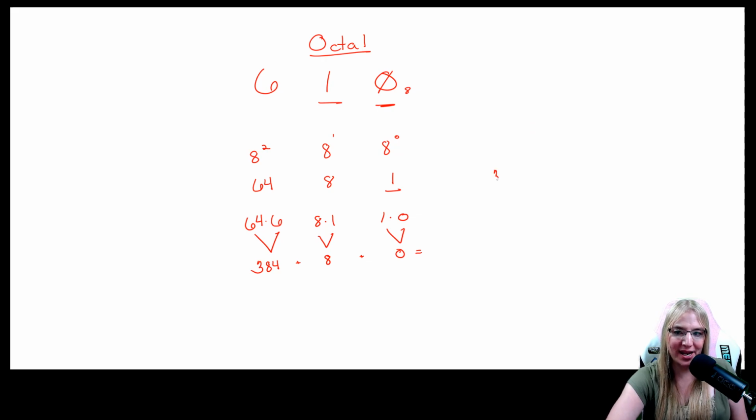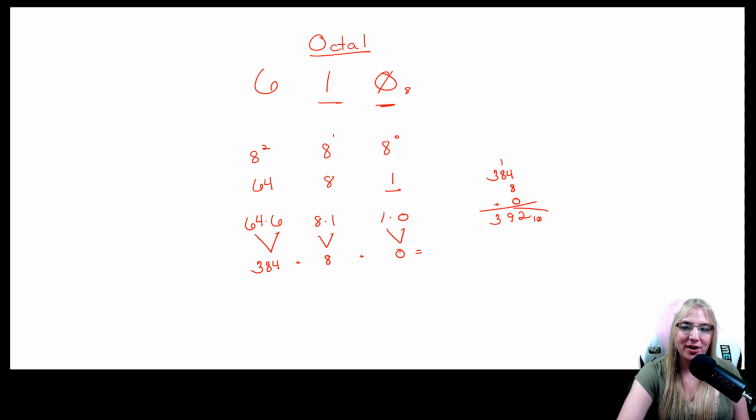So 384 plus 8 plus 0. I'm still going to put the 0 there just so I don't forget to add it in. So we get 12, carry the 1, that's 9, and there we get our 392 base 10. How cool is that right there? So that gives us our actual base 10 number. That is something that I didn't know actually for a long time. So that's another way that we can actually get back to base 10.